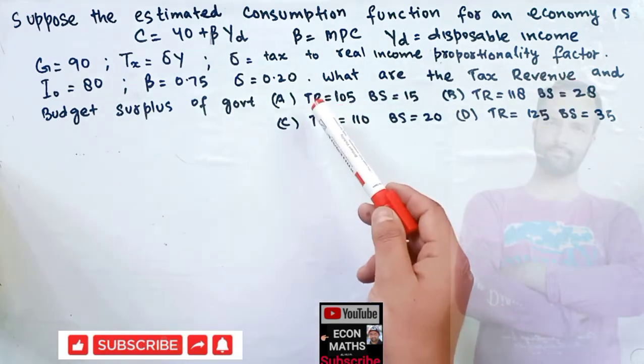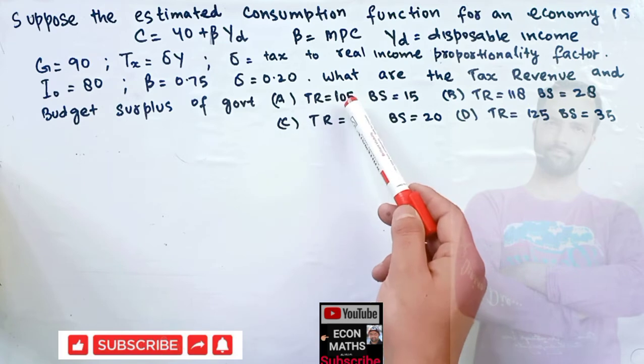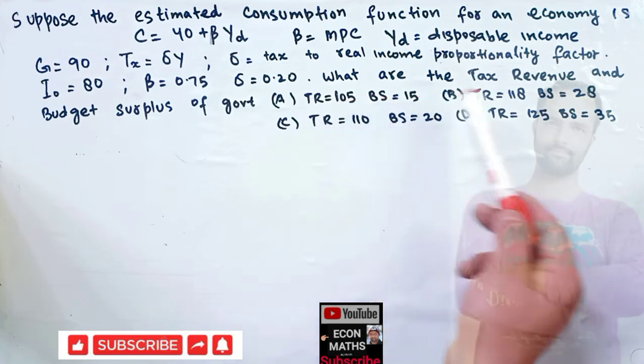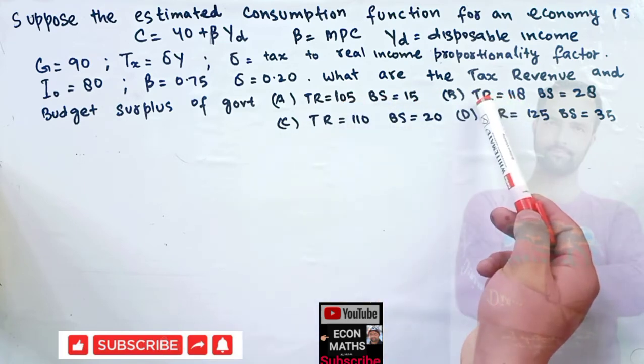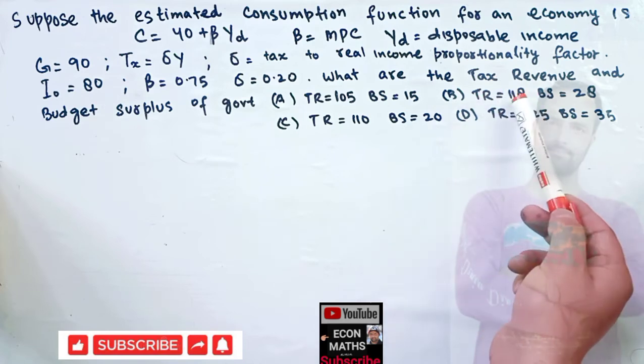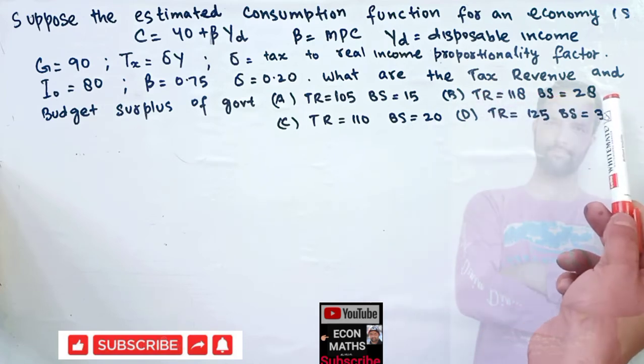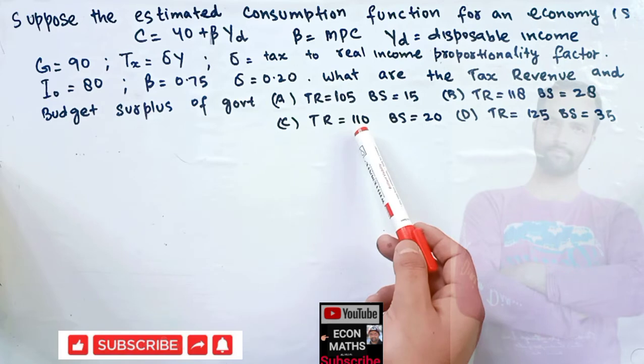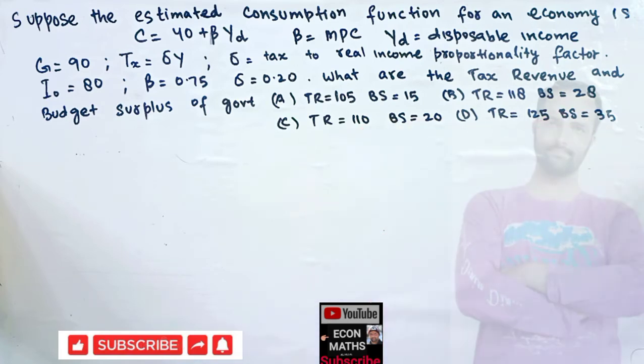The options are given as: tax revenue is 105 and budget surplus is 15. Another option is tax revenue 118 and budget surplus 28. Similarly, we have 110 and 20, and 125 and 35. Let's try to solve this question.